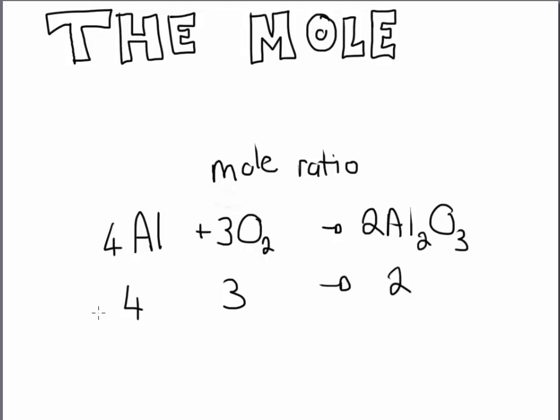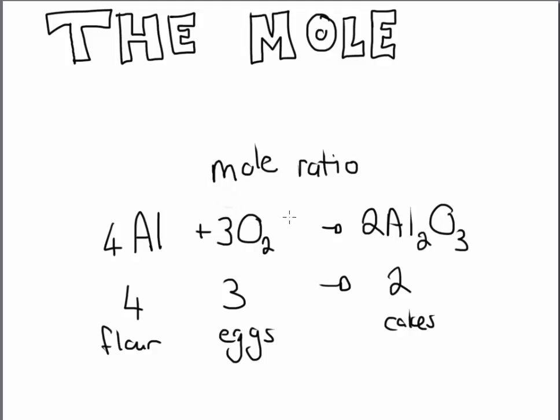You can imagine this is like saying you have 4 cups of flour and 3 eggs, and when you combine these ingredients, you can bake 2 cakes. Now we all know cake recipes are not that simple, but just to explain the ratio. So this means that for every 4 aluminiums, 3 oxygen diatomic molecules will react with it.